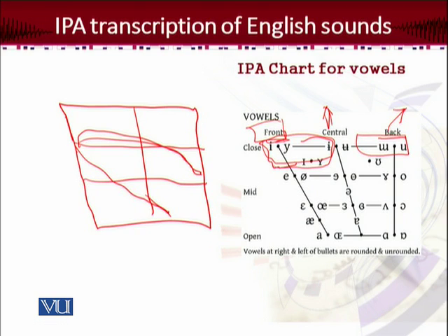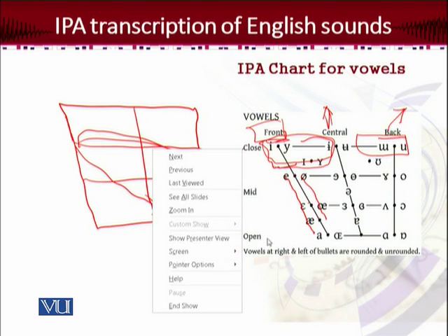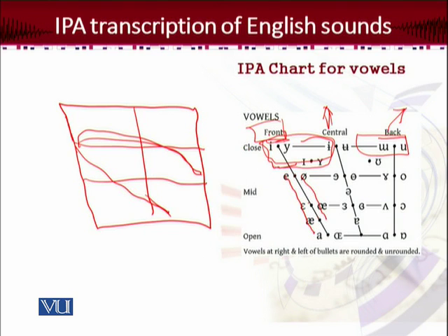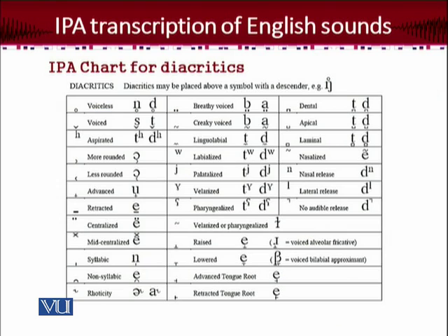Okay, and one more thing, that there are vowels, you see, these are the vowels. So in these cases, the vowels which are at the right side of these bullets are rounded. So you see, closeness of the tongue, right, and then backness and frontness, and then also the center of the tongue. So this shape of the tongue, which is shown here as a quadrilateral, is very helpful in order to describe vocalic sounds, which are vowels, right.